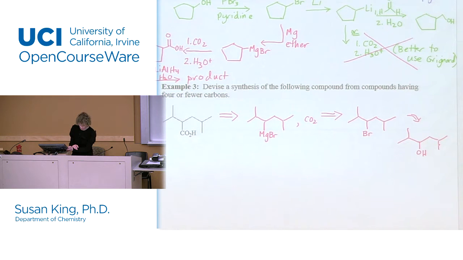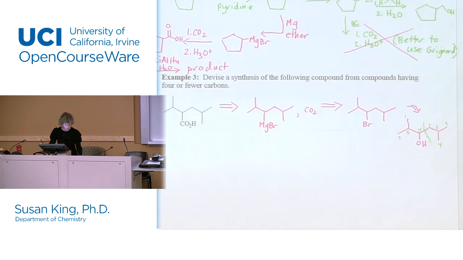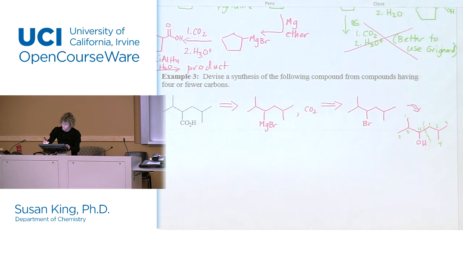We have to have 4 or fewer carbons. So what I'm thinking is that we have, let's see, 1, 2, 3, 4. I'm thinking if we break right here, and then this is 1, 2, 3, 4. Those are 2 4-carbon pieces. So how am I going to make this bond right here? I'm going to make this bond by making a Grignard and attacking an aldehyde. And again, there's more than one way to do this, but that is certainly a method that will work.